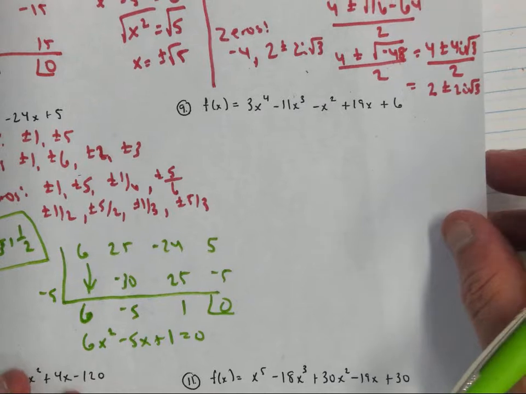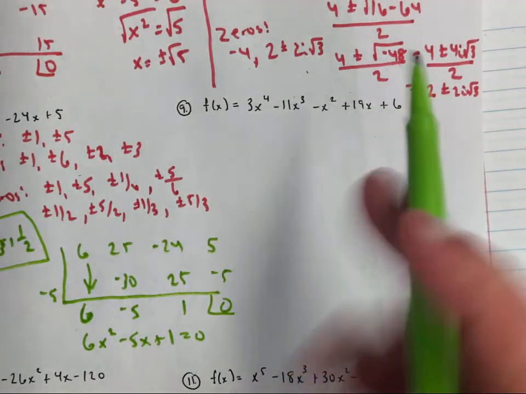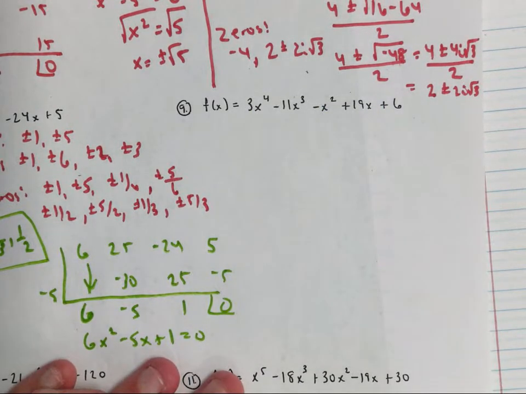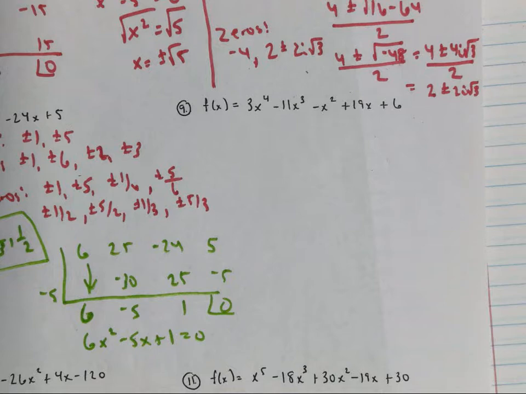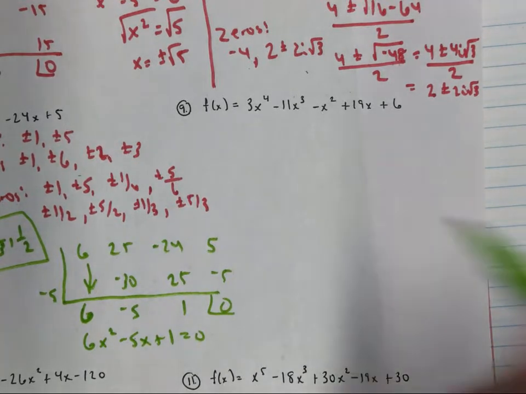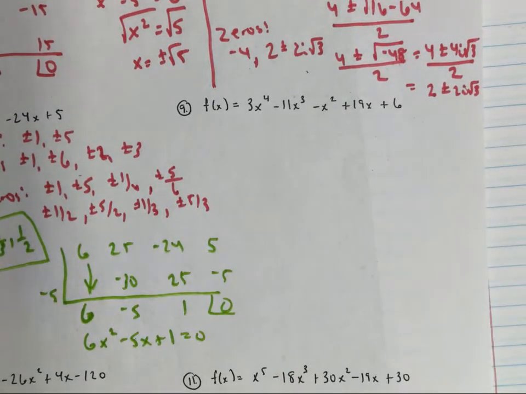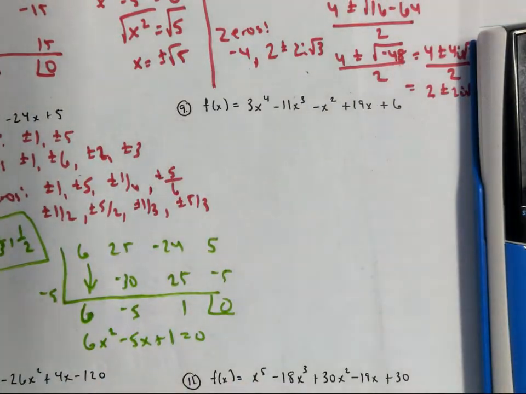All right, number 9. I look at number 9. I have 1, 2, 3, 4, 5 terms. I've never taught you anything with 5 terms. Can't take a GCF out, so I can't factor this. So what I'm going to do, I'm not going to do the possible zeros on this one. We're just going to find it, okay? So I'm going to put this in the calculator.